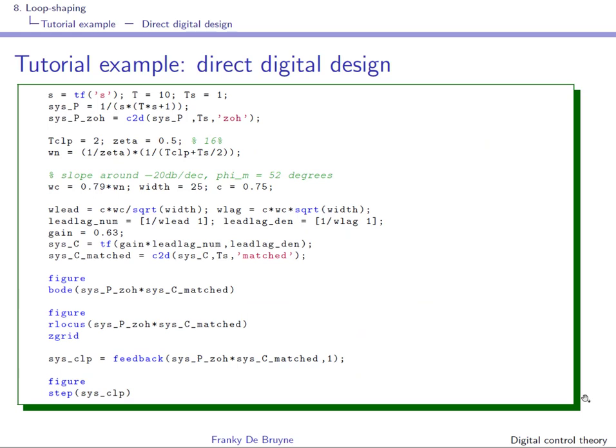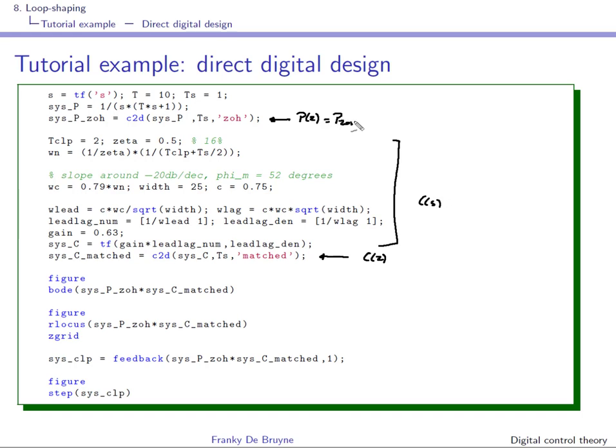This Matlab file for direct digital design looks a lot like the one that we had for digital implementation. So what we need is the zero order hold equivalent description of the process. Here you have the design, right? So this defines C of S. Here we have the matched pole, matched zero approximation of this analog controller. So we have the digital controller.